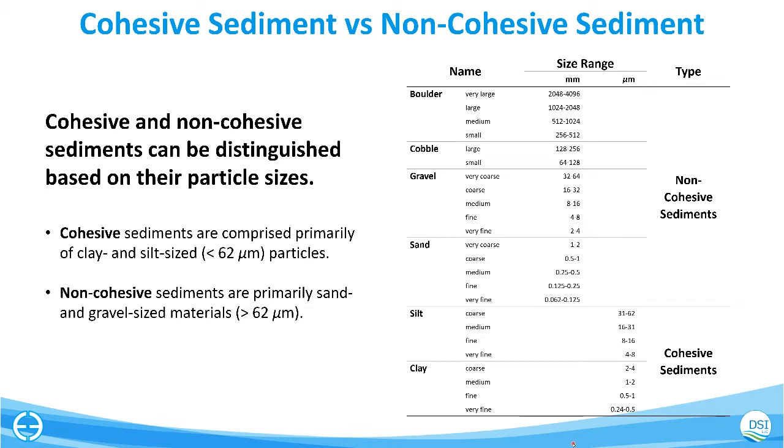And what is the difference between cohesive sediment and non-cohesive sediment? Those two categories are specified by cohesiveness of each particle material, but usually we distinguish those two categories based on their particle sizes. For example, cohesive sediments are comprised primarily of clay-sized particles and silt-sized particles, which are smaller than 62 micrometers. And the non-cohesive sediments are primarily sand-sized and gravel-sized materials, which are larger than 62 micrometers.